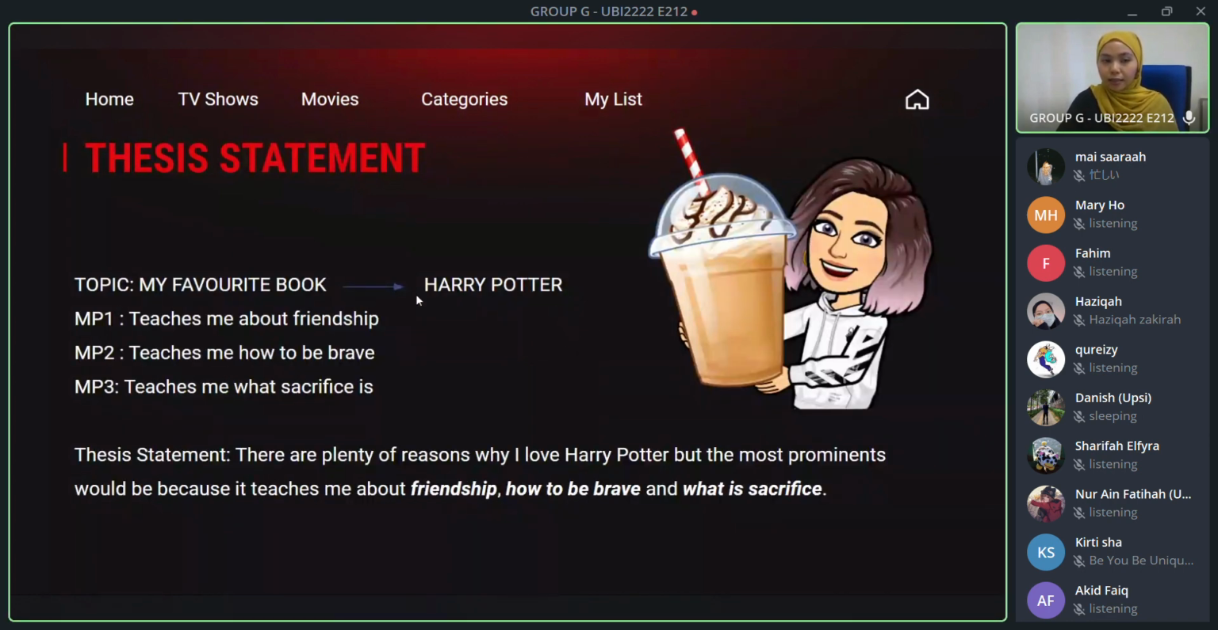So another example is, let's say the topic is my favorite book and it is Harry Potter, let's say. Why do I like it? It teaches me about friendship, how to be brave, and what sacrifice is. So my thesis statement can be something like, there are plenty of reasons why I love Harry Potter, but the most prominent would be because it teaches me about friendship, main point 1, how to be brave, main point 2, and what sacrifice is, or what is sacrifice, main point 3. So you know that you are going to be reading about friendship, second paragraph, how to be brave, third paragraph, and what sacrifice is, fourth paragraph, followed by a concluding paragraph.